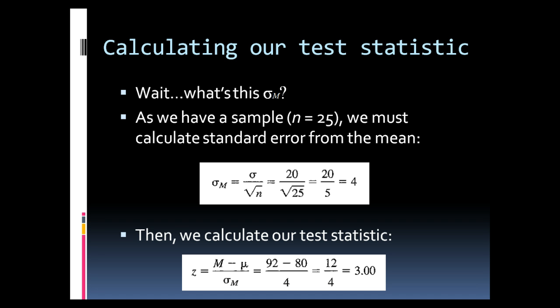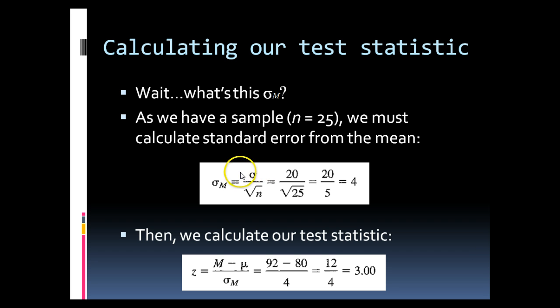Okay, yeah. So we know the standard deviation right here, divided by the square root of n. And the n is 25. Square root of 25 is 5. So 20 over 5 equals 4. That's our standard error.